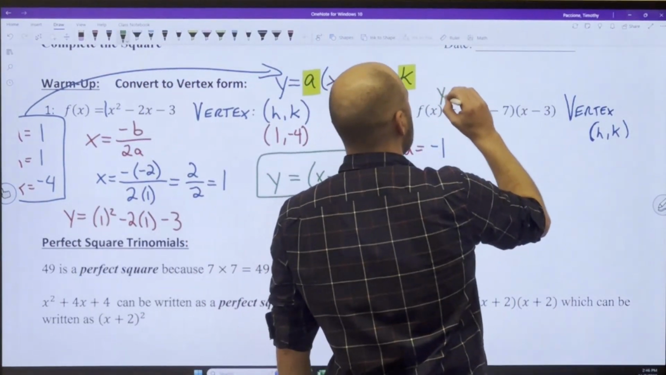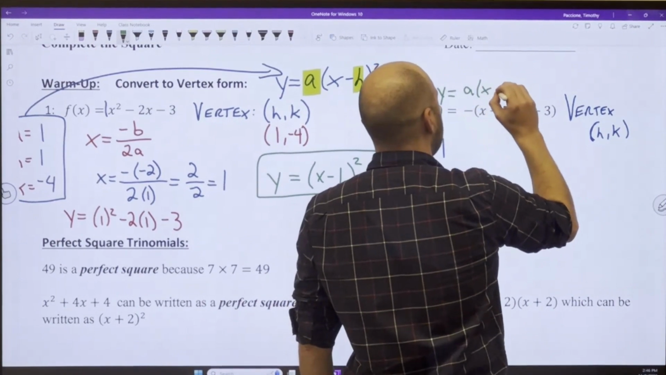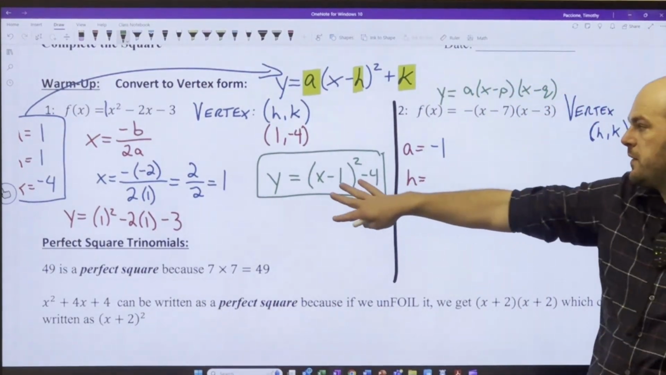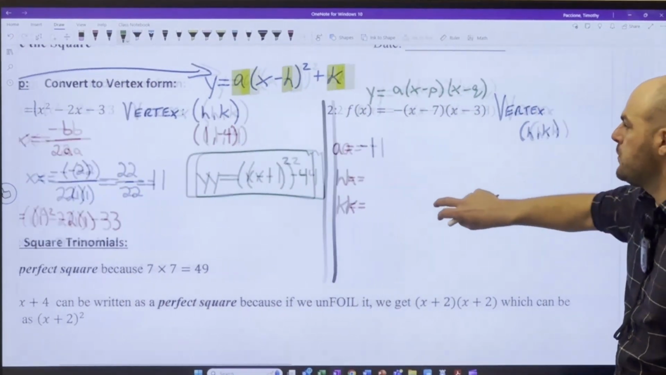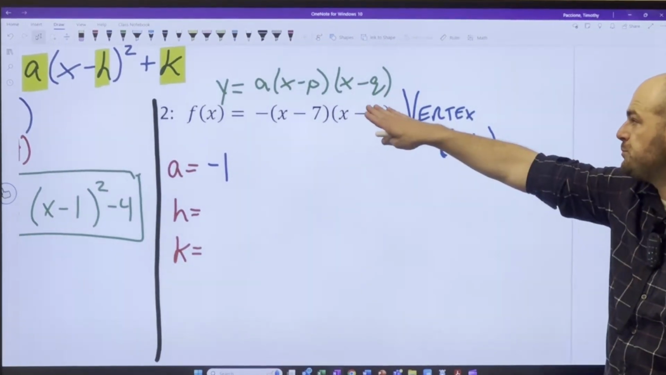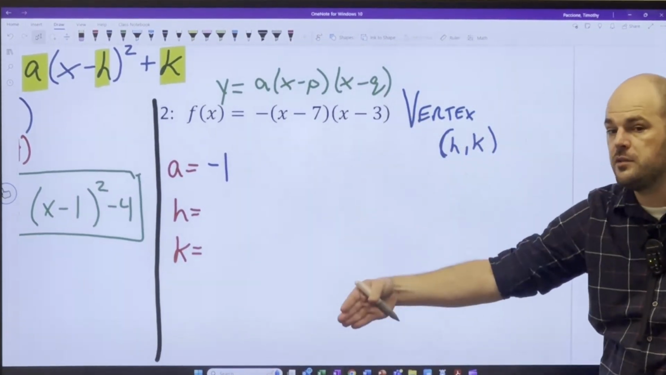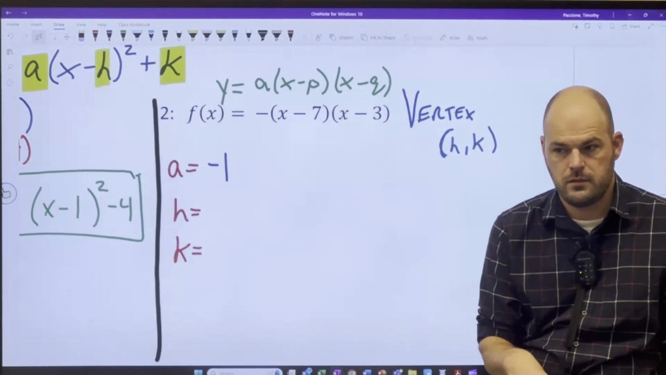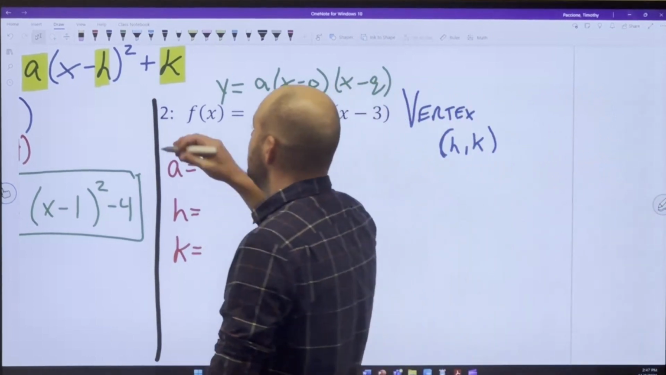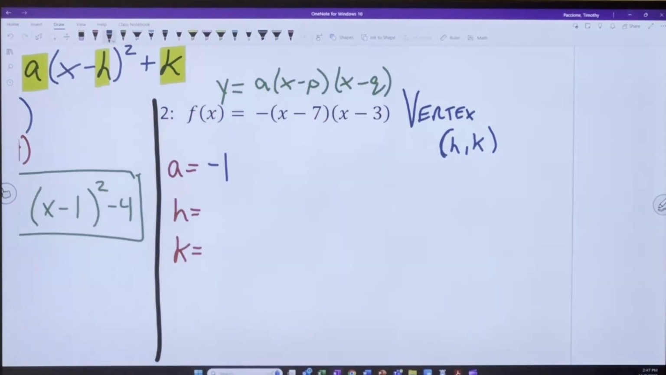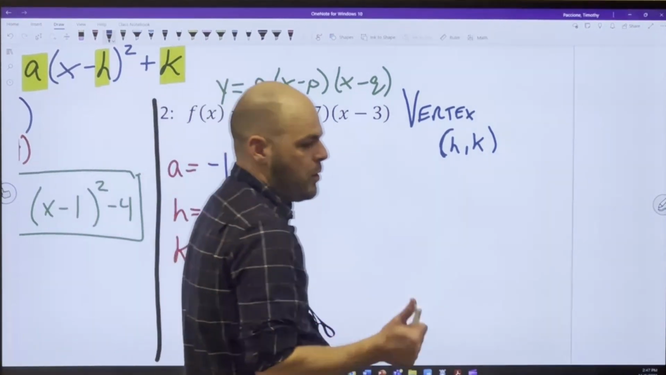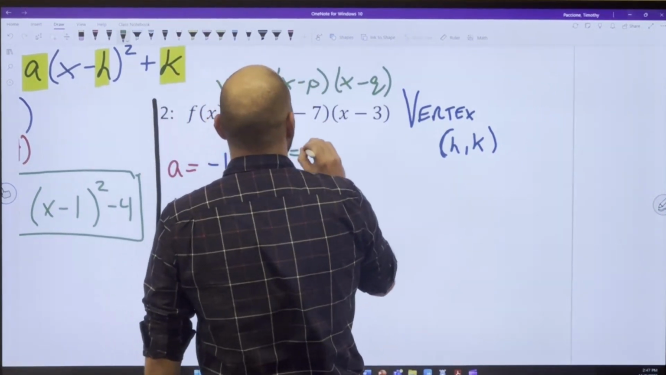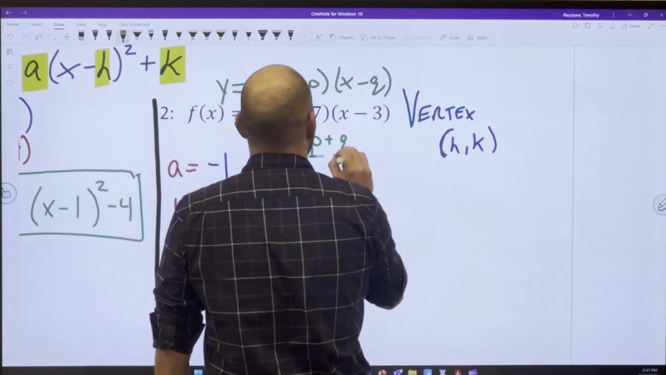We have this form, y equals a times x minus p, x minus q. Are we all done writing that? Can I zoom in here? Okay, so that's our form. And there's a formula to find the x of the vertex in this form, which is P plus Q divided by 2. So x equals P plus Q divided by 2.